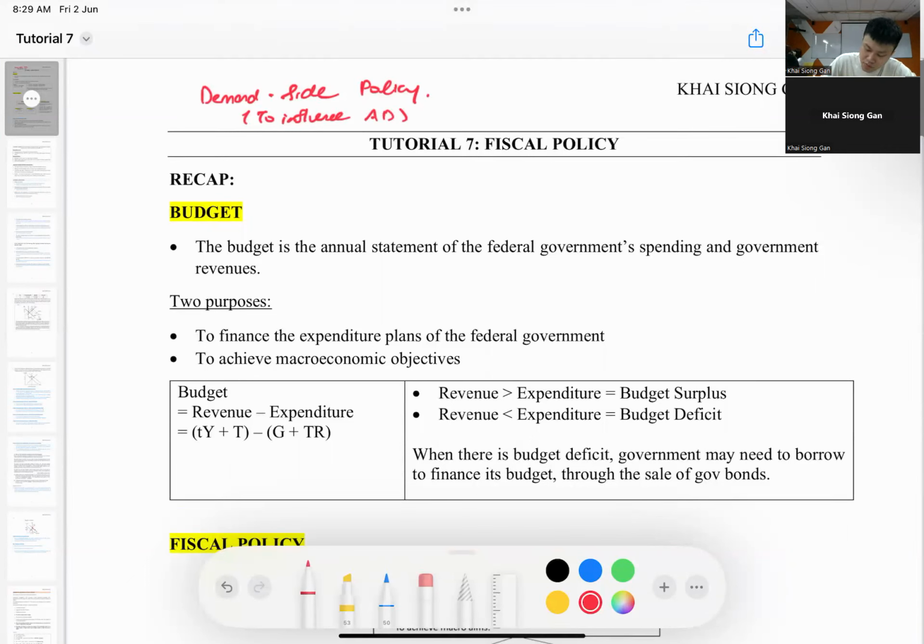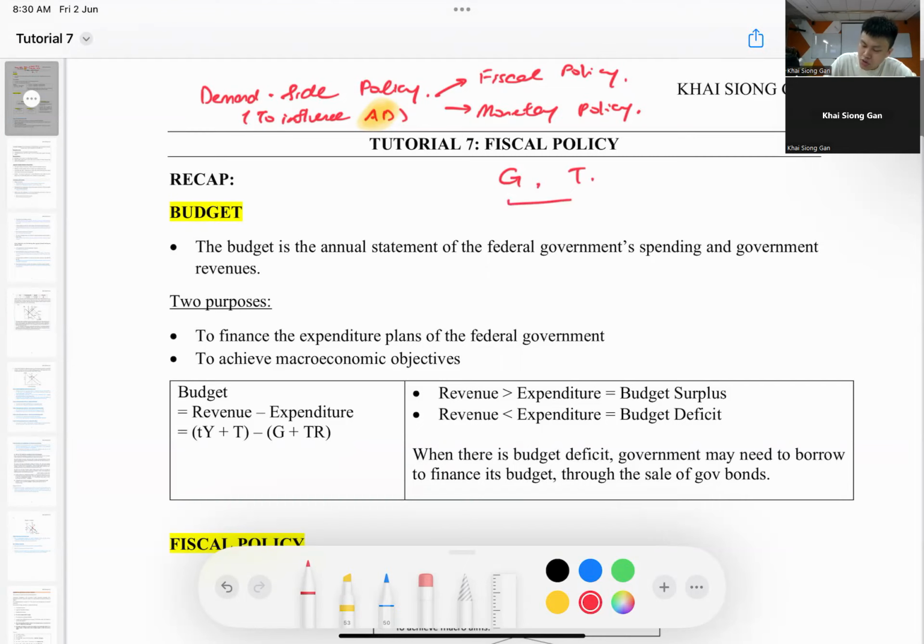Okay, so we have two demand-side policies. One is fiscal policy, and the other one is monetary policy. So this is what we are going to focus on in these 3 weeks: 1 week for fiscal, 2 weeks for monetary. These two policies are what we call demand-side policy because they are used to influence aggregate demand. Now, when we talk about fiscal policy, we basically look into two main components, which we call government spending and taxation.